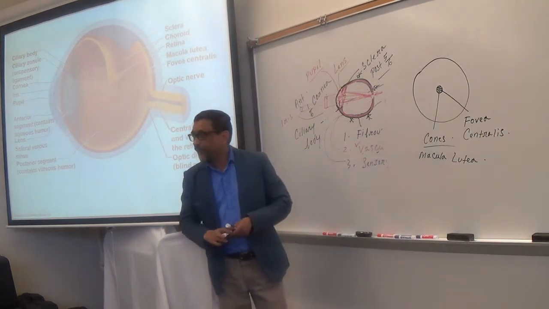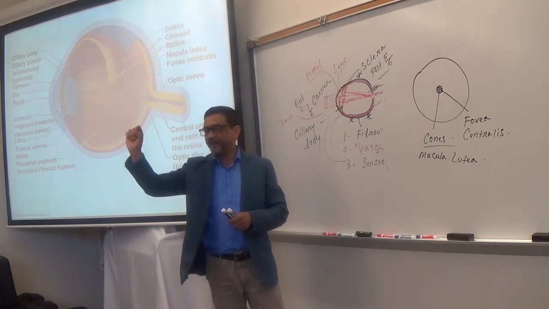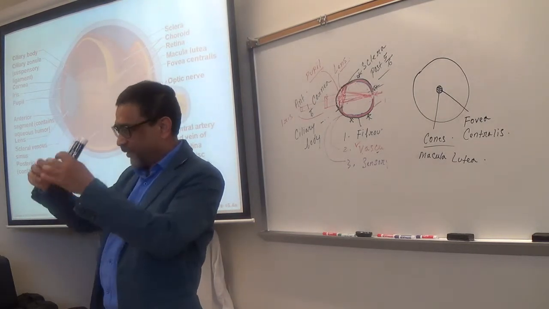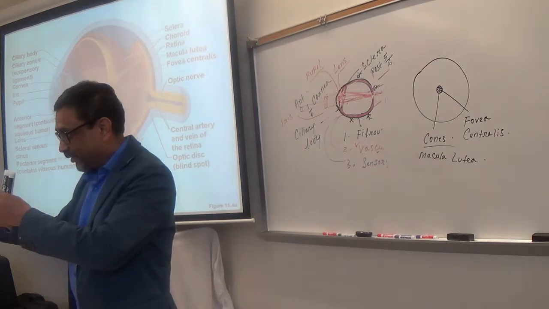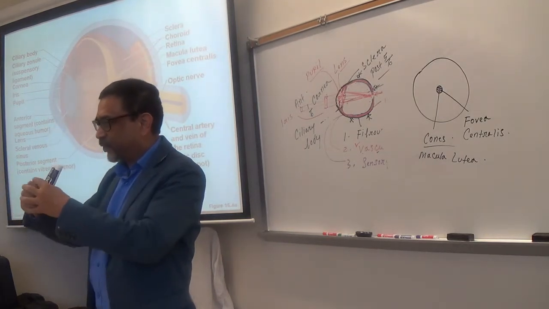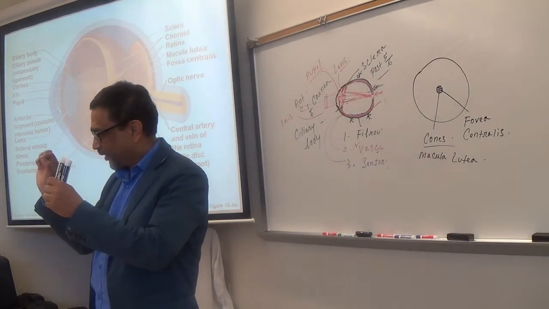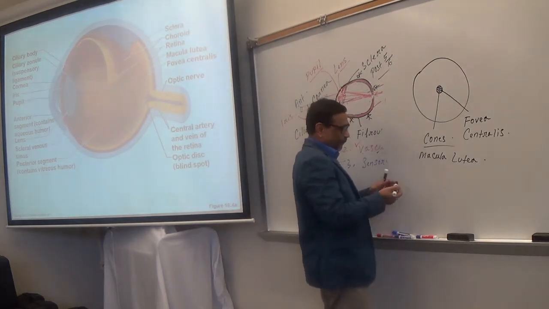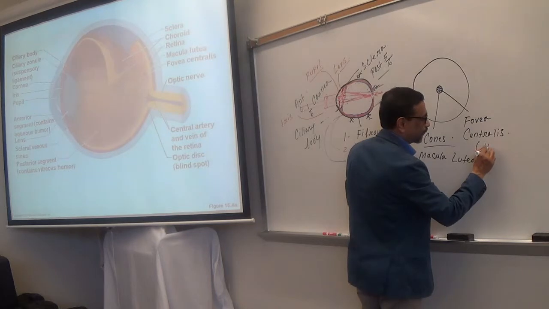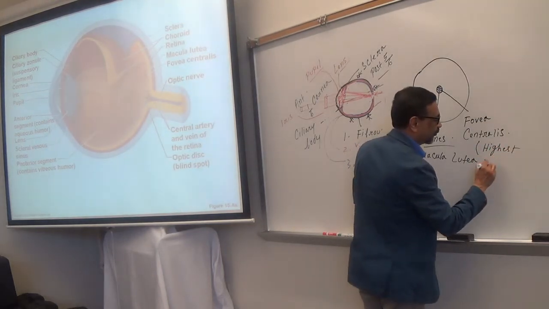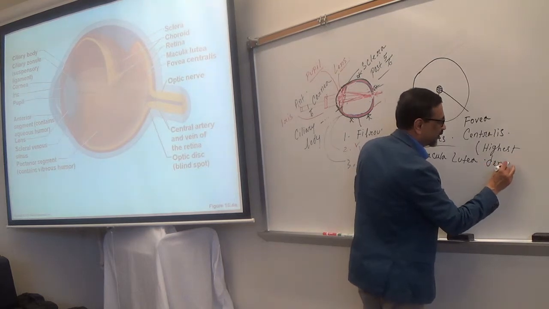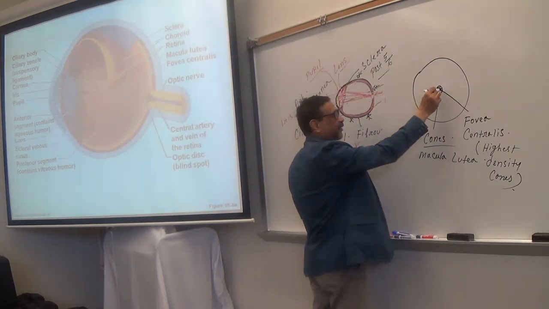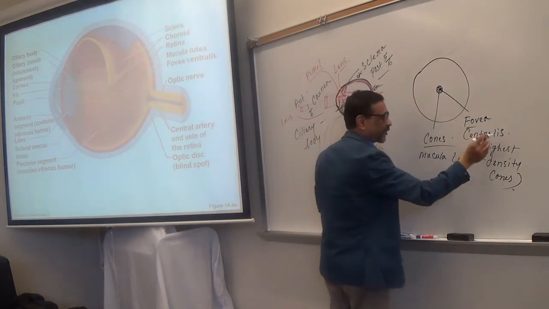In fovea centralis, you have the cones in highest density. That means a huge number of cones are present, heavily packed. Make sense? In highest what? Highest density, right? That means a huge number of cones are present in that tiny area. Make sense? That's the fovea centralis. Highest density of cones in that tiny area, that is called fovea centralis.